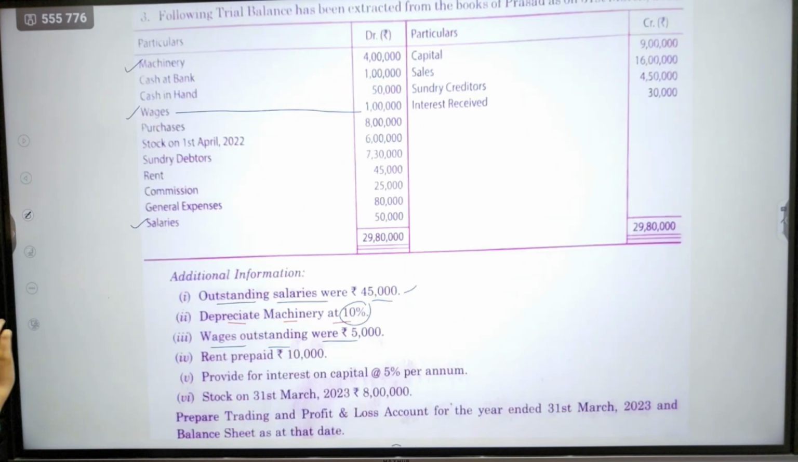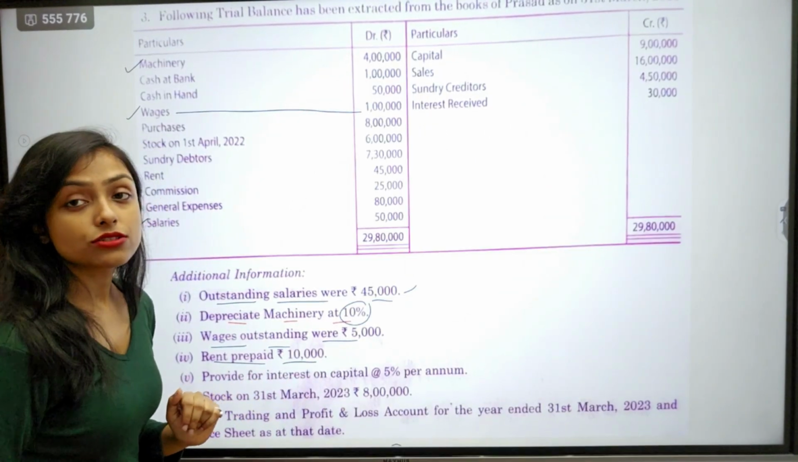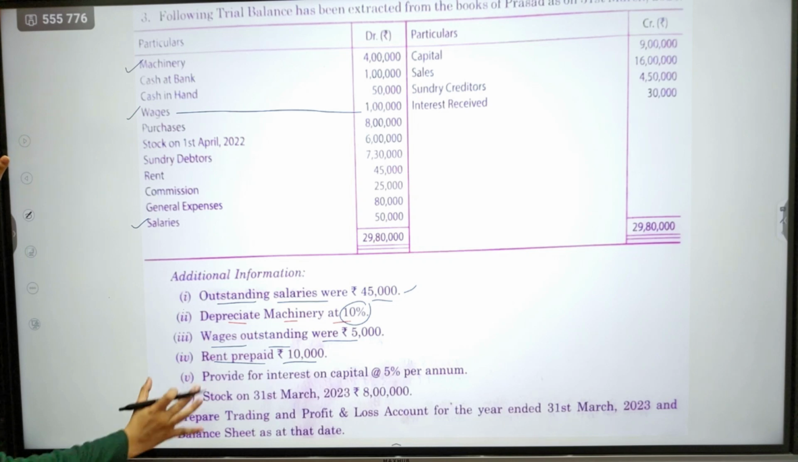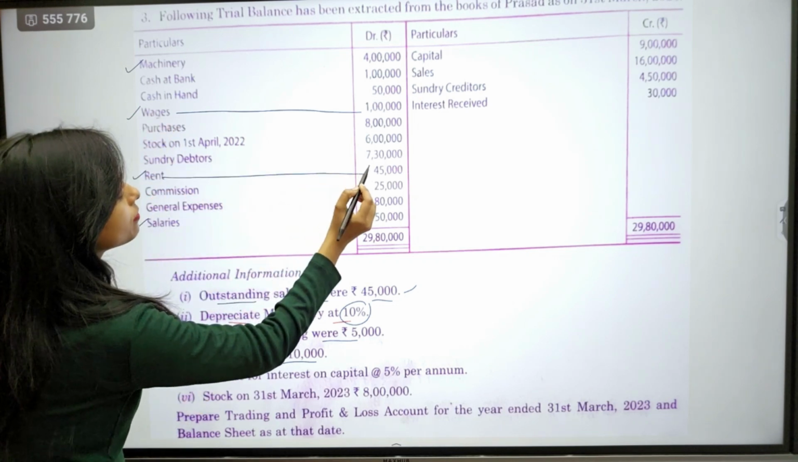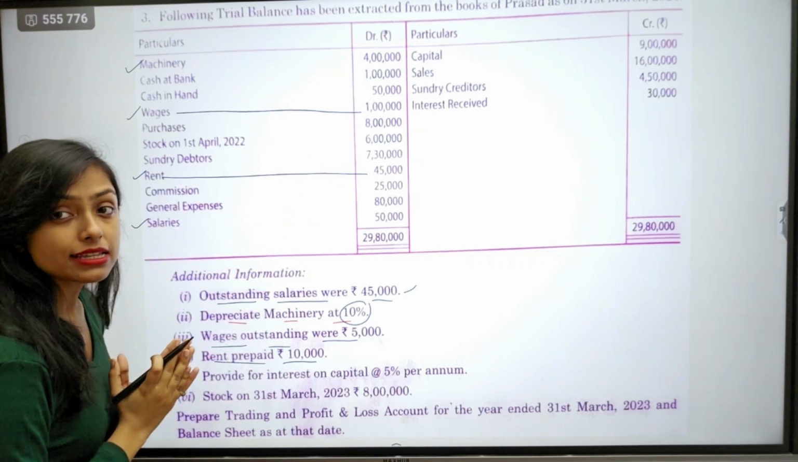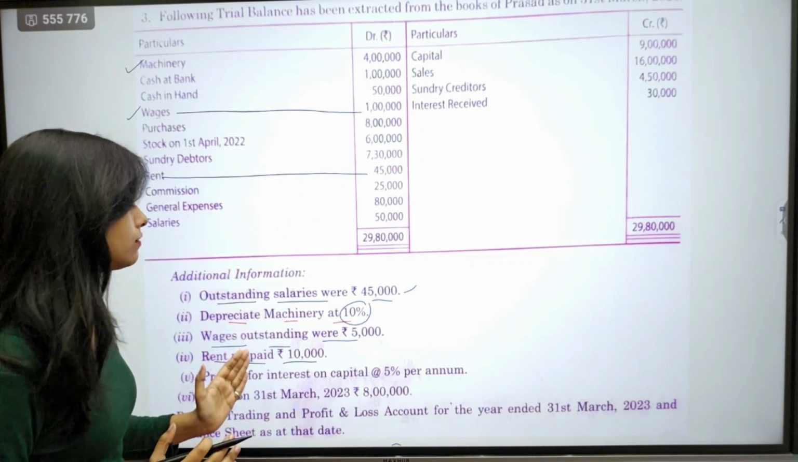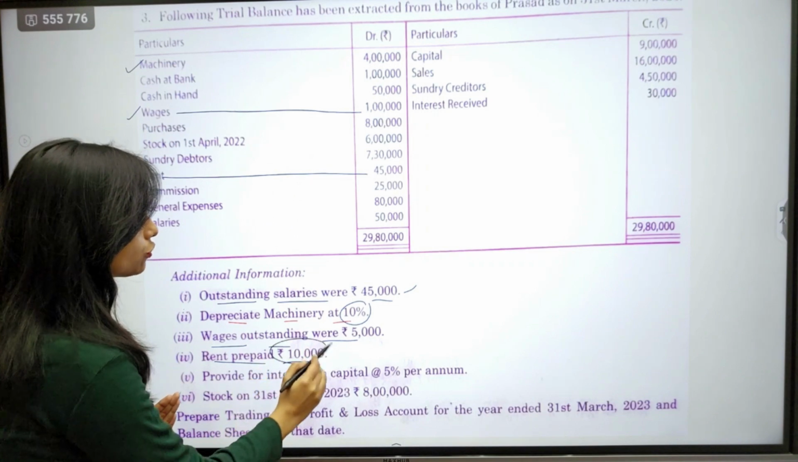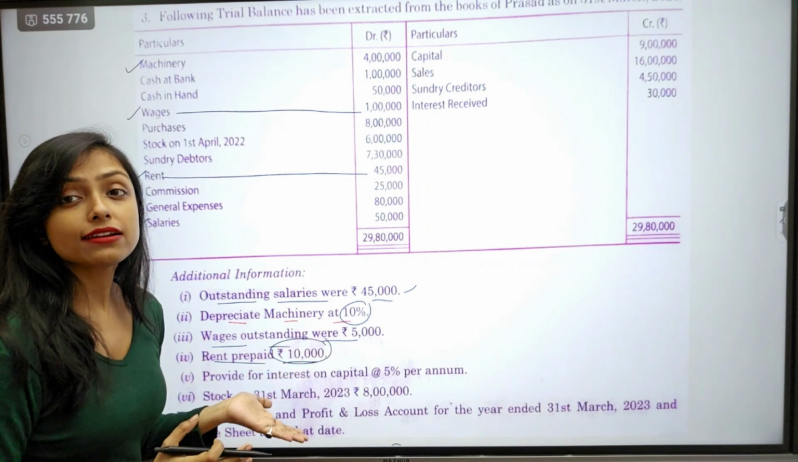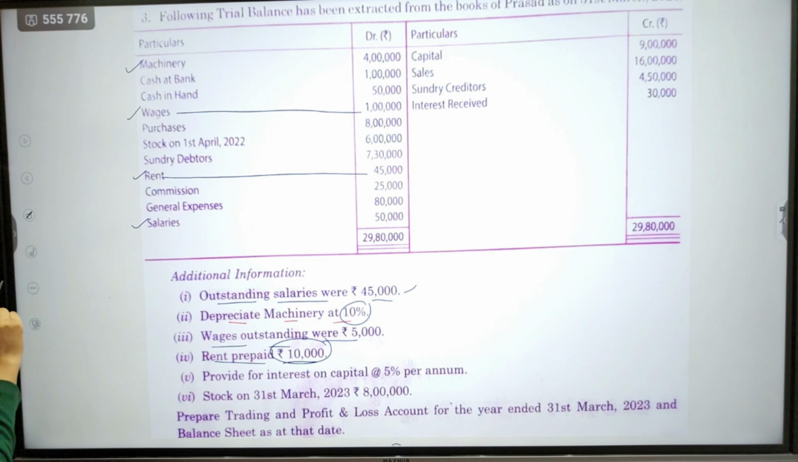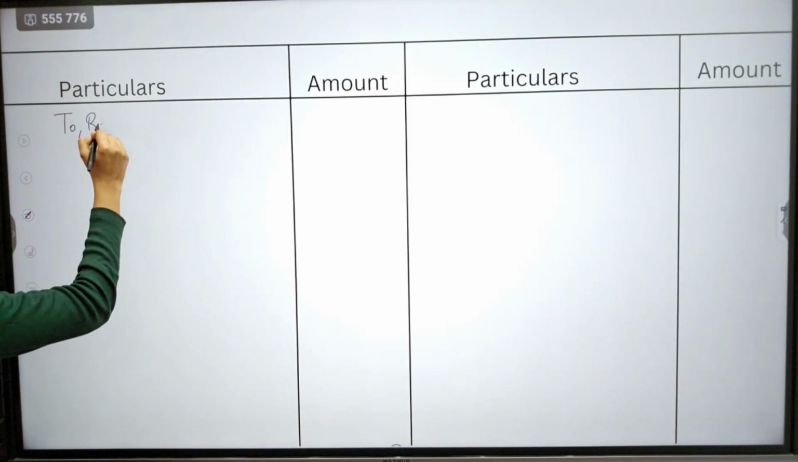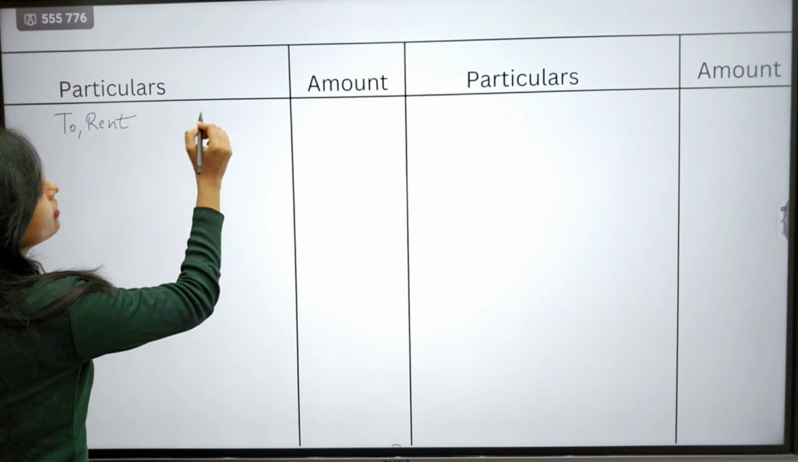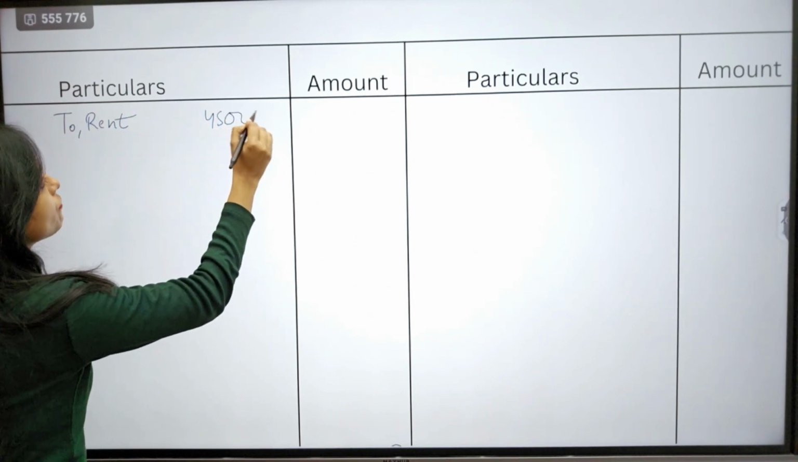Simple. Okay. Rent prepaid 10,000, new point. So rent prepaid, that means let's find rent first. How much have we paid? 45,000 rupees. It is saying that out of this 45,000 rupees, 10,000 rupees is prepaid. That means we paid it in advance. Let's see how we are going to treat it. First, though, we are going to write how much we paid, like we always do. Inside the trial balance, how much is given? 45,000.